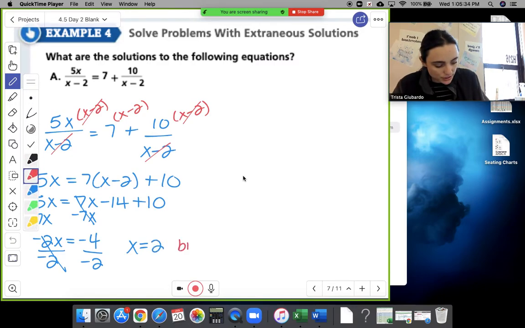However, our restrictions: we have x minus 2 in the denominator, so x cannot equal 2. That means that one doesn't work. This is another example of no solution.